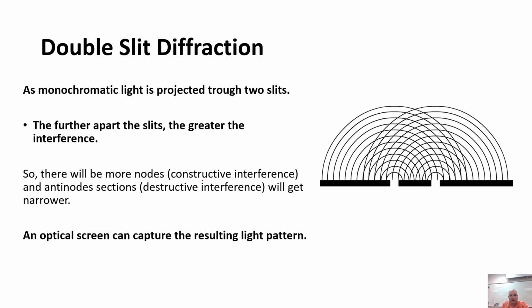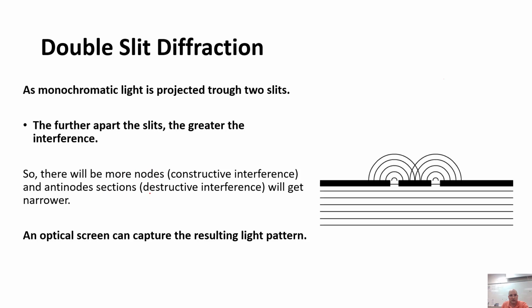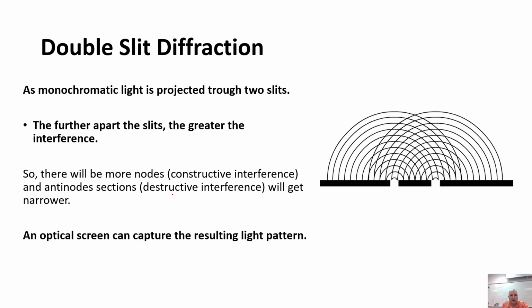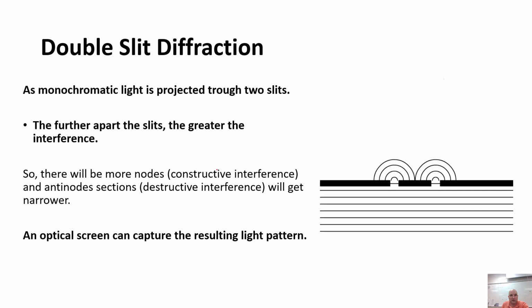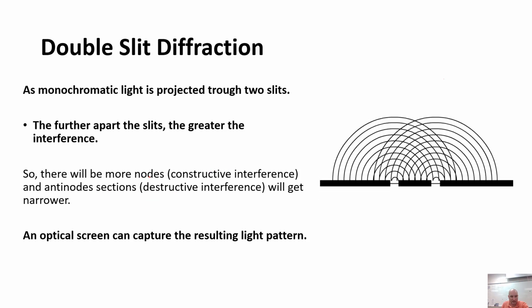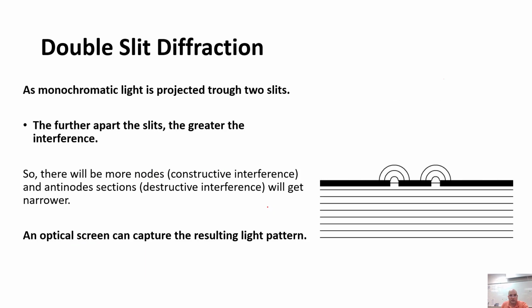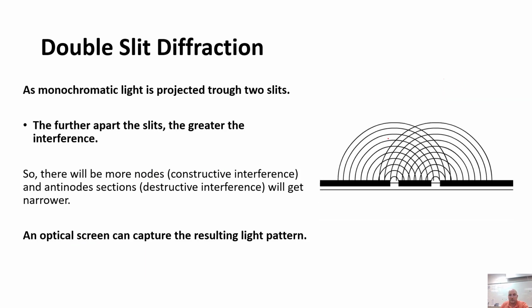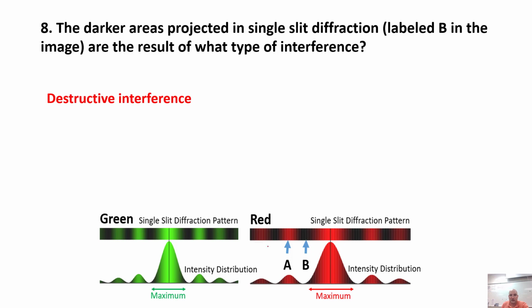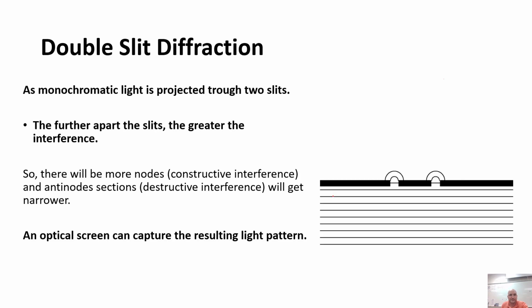Remember, nodes are constructive interference and antinodes are destructive interference. It's going to be where you see the most light would be the antinode, and the nodes is where you would see the light. An optical screen would be somewhat out here to capture that, and you'd see the pattern. So there's a single slit, but you'd see a pattern that would occur from a double slit too.